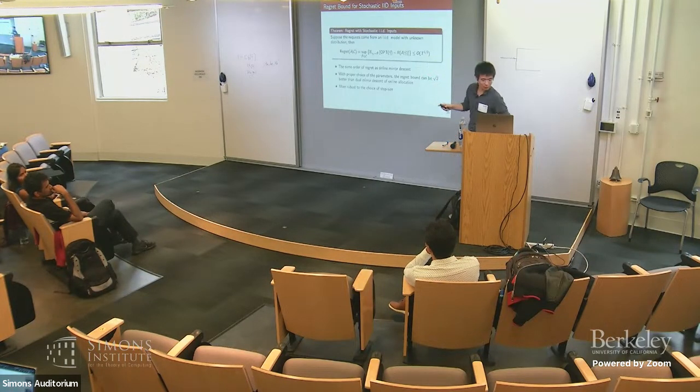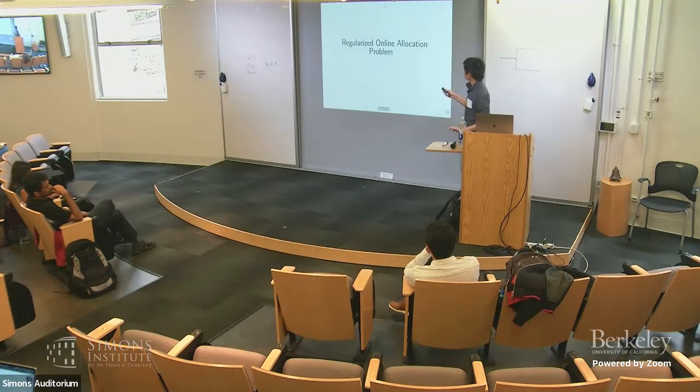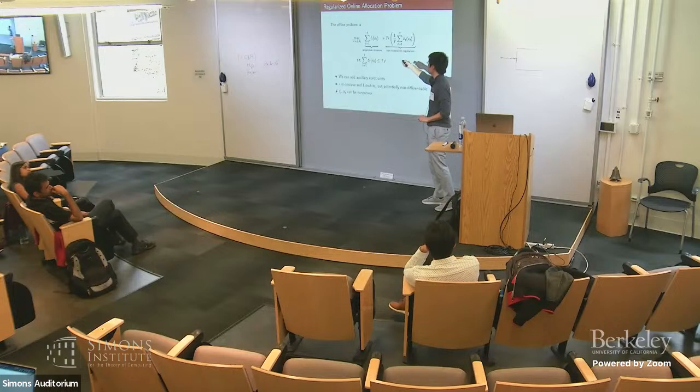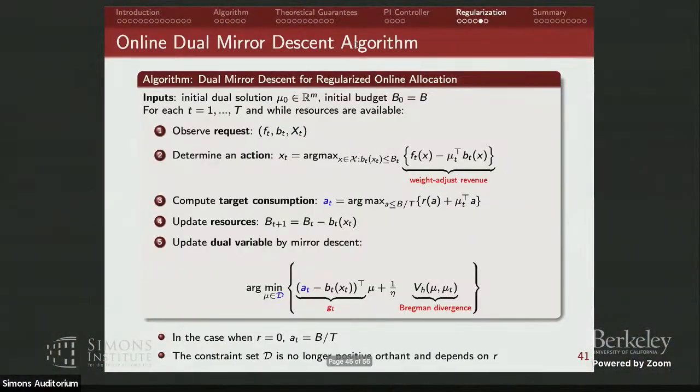Okay, great. I'm almost at the time, so I'm going to skip this part. It's similar to what Nikhil mentioned: you have a non-separable regularizer term, which incorporates things like fairness and load balancing. The algorithm is also very similar to Nikhil's algorithm, maybe one dimension smaller. The only difference is the target consumption: here a_t is no longer a constant B over T, but changes over time, and that also depends on the regularizer.